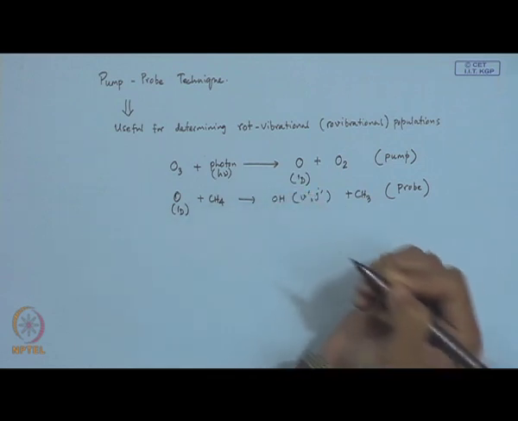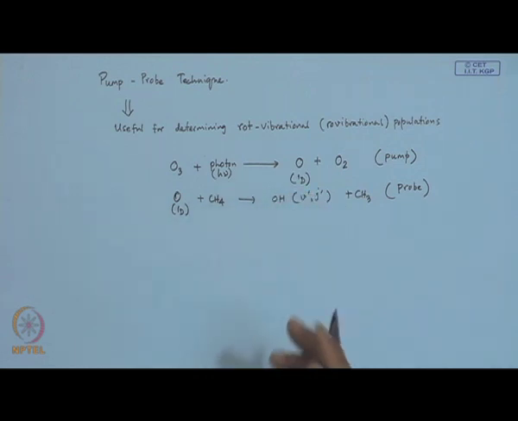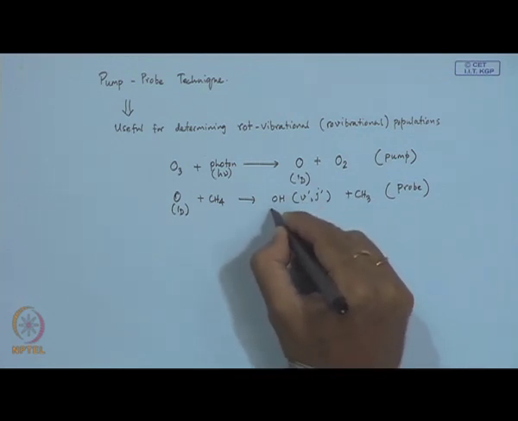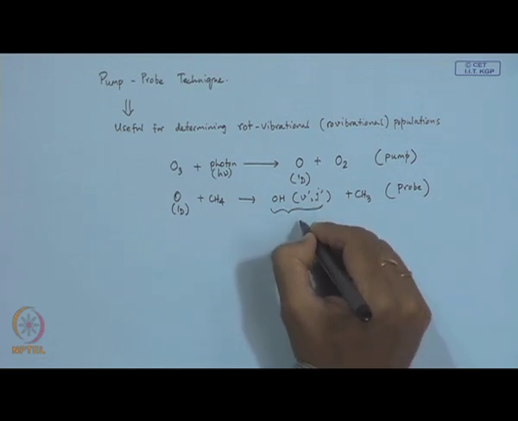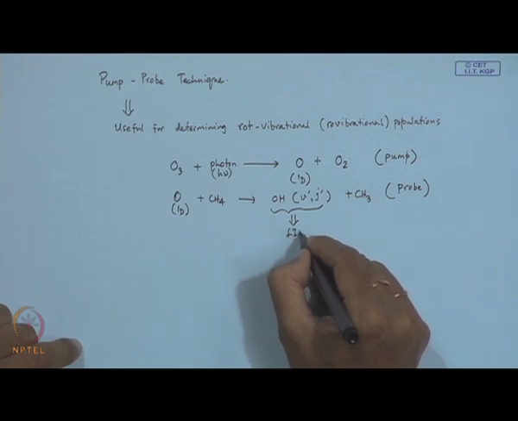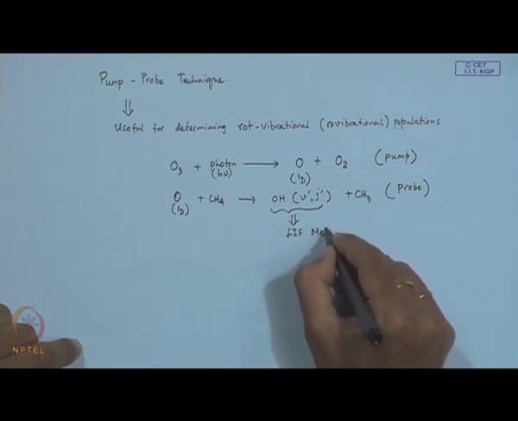Okay. And then what you do, as I already told you, is that laser induced fluorescence is a very sensitive technique. So using laser induced fluorescence you can probe this OH, V prime J prime. Then you employ the laser induced fluorescence methods.